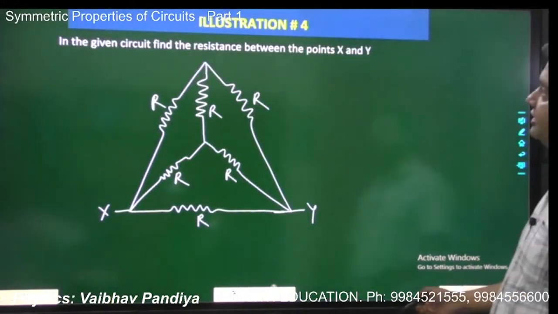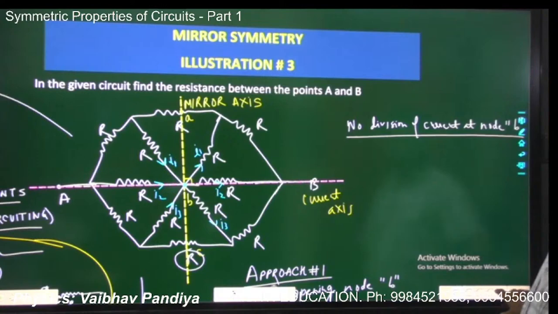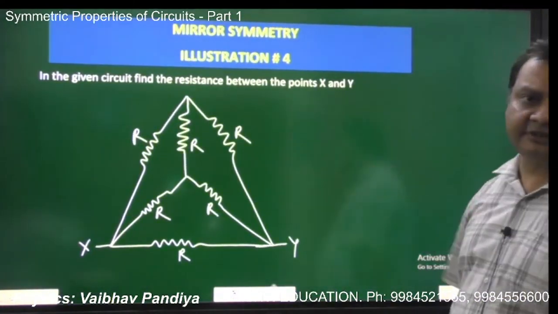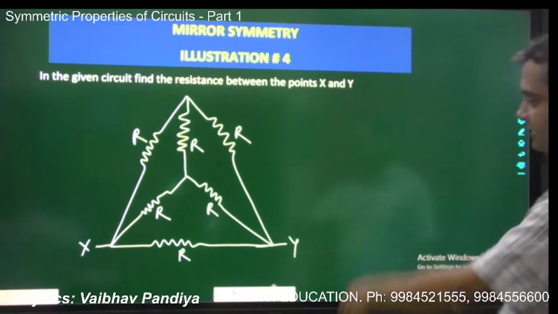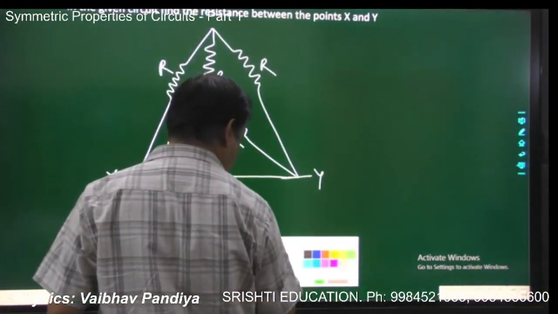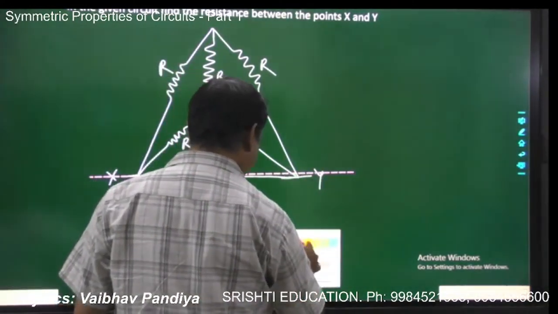Now let's see the fourth illustration. That was the third illustration. Now we are going for the fourth illustration. In the given circuit, find the resistance between the points X and Y. So X and Y is the target line, that is the main current line is X and Y. This is the current axis.